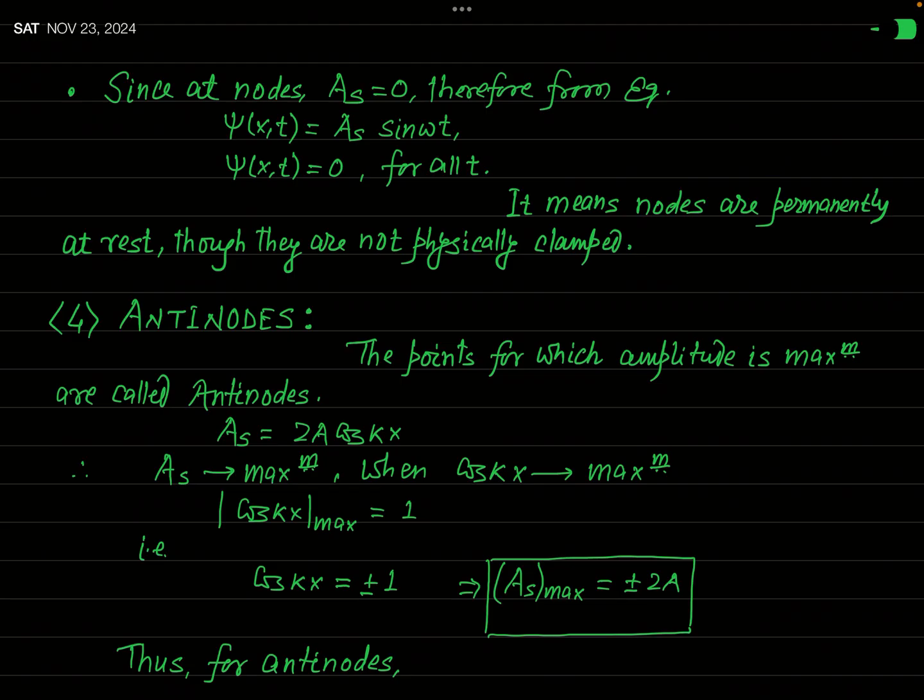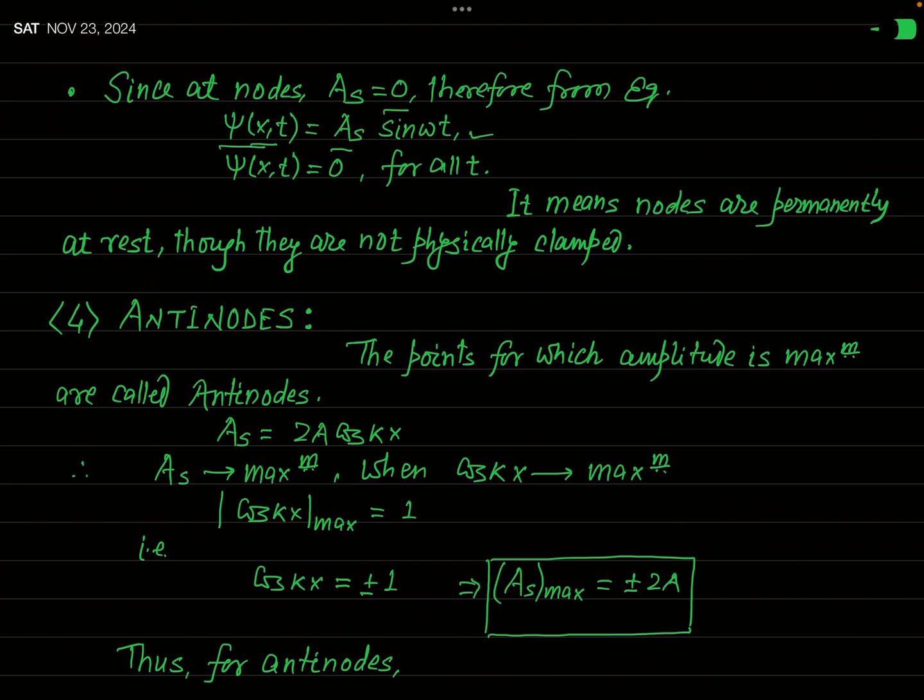Now see a very important fact regarding these nodal points. As you have seen, at nodal points As is 0, the amplitude of the standing wave is 0, and you know the equation of a standing wave is given as psi of x,t equal to As times sine omega t. We have seen this earlier.